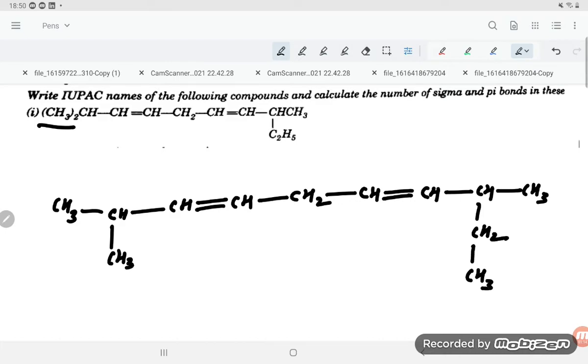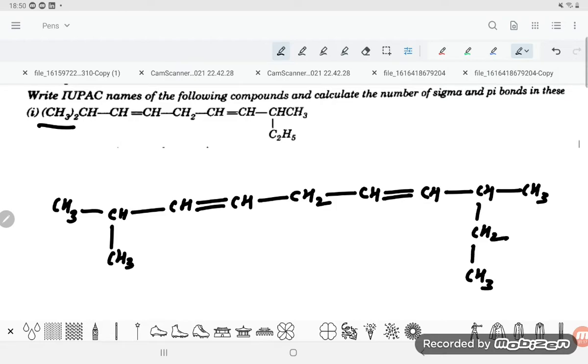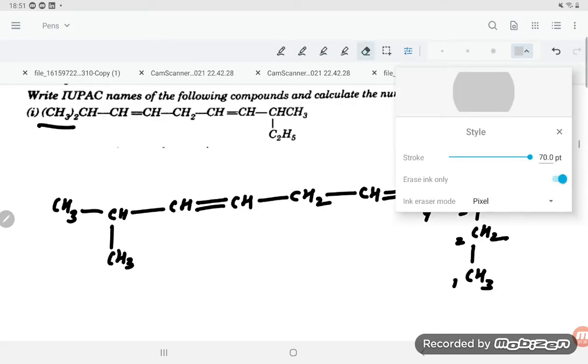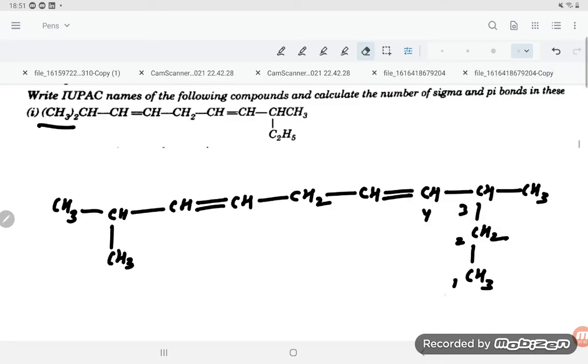So from which direction we have to start numbering? Where the double bond will get the least number. If you are numbering here 1, 2, 3, 4, the third position has the prefix, and here 1, 2, 3, the second position has the prefix and the third position has the double bond. That is not the correct direction. The opposite direction we have to take, student. So I am erasing this. The correct direction will be here.